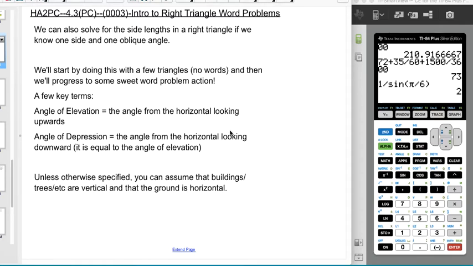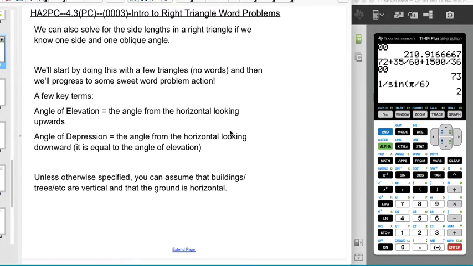All right, this is Honors Algebra 2 Pre-Calculus. We're doing 4.3 in Pre-Calc. This is our third video in the section. We're doing an intro to right triangle word problems. So we can also solve for side lengths in a right triangle if we know one side and one of the oblique angles. We'll start by doing this with a few triangles with no words, and then we'll progress to some sweet word problem action.